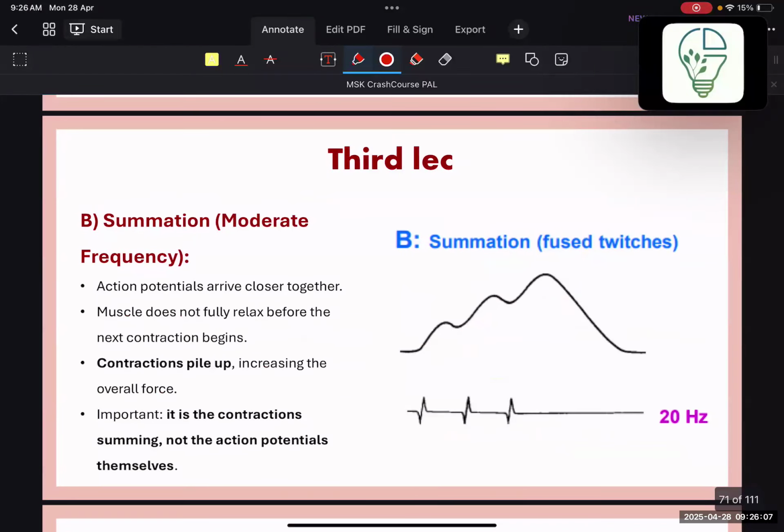Now, if you increase the amount of taps to around 20 hertz, so tap, tap, tap, what's going to happen is that eventually your muscle is not going to relax and then contract and then relax. What's going to happen is that it's going to contract, and then it's going to contract again, and it's going to contract again, and that will increase the force. Okay?